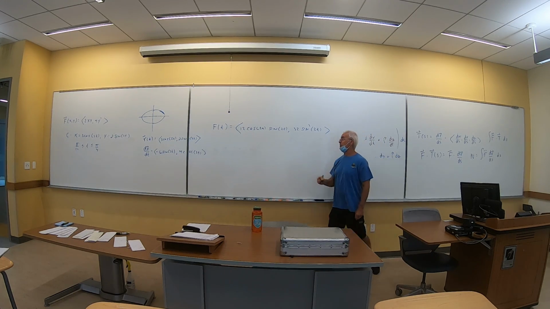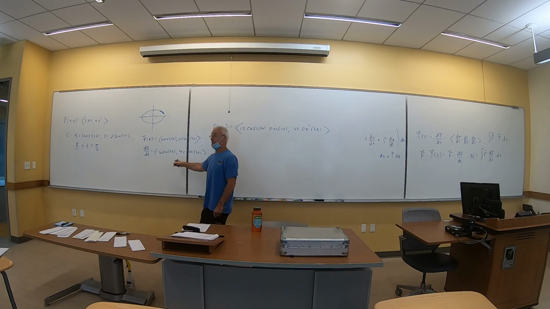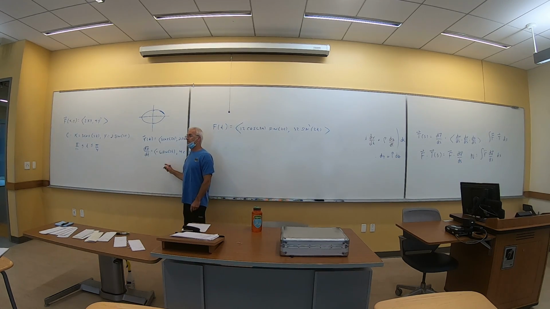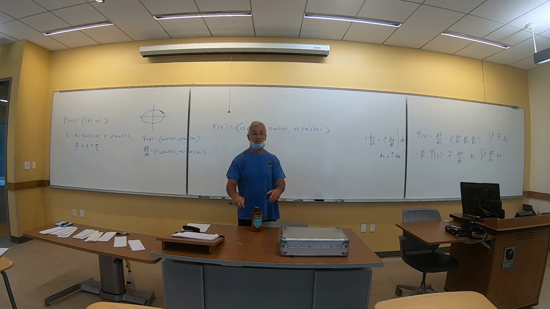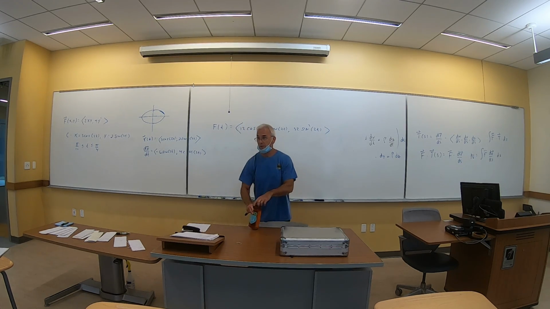I'm not taking the derivative of f. No, I'm going to do the dot product with f and dr dt. The only mistake that tends to be common here is people forget to find dr dt. They use the r instead of the derivative. So I need the derivative.